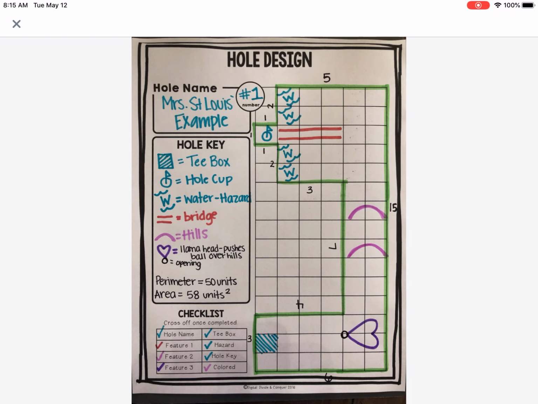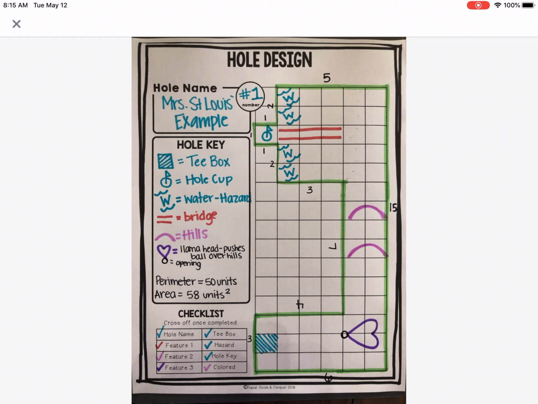Then you have to have one hazard, so one thing that makes your course hard, okay? So I put water on the opposite sides of my bridge, okay? Because if the ball goes in the water, it's harder to get out and then you get docked. So you have to have one hazard. So hazards could be water, sand, they could be hills if you make them really hard. Like if you put a hill right in front of that hole, that could be a hazard. It could be anything else that just makes your ball hard to get to the hole.